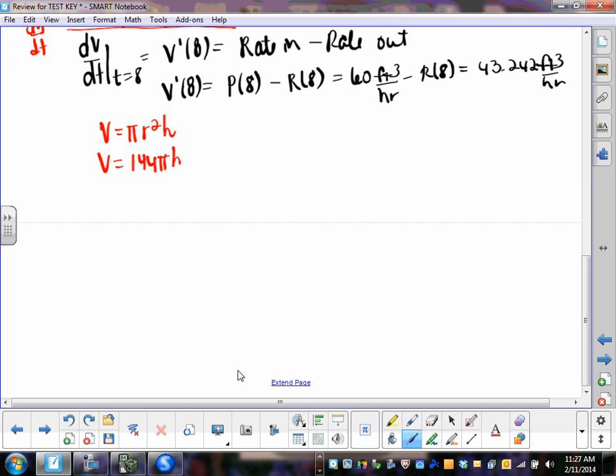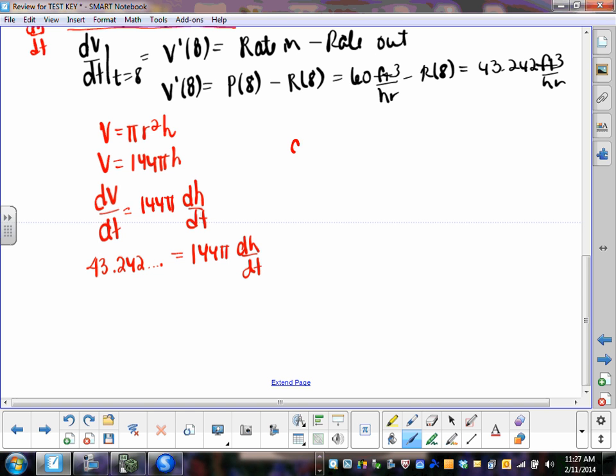Okay. So the change in volume with respect to time is the constant 144 pi times dh/dt. Well, at time 8, we just found the dV/dt. So 43.242 dot dot dot. I don't want to use a rounded value. Equals 144 pi dh/dt. So dh/dt is going to be the previous value that we found, not rounded off, divided by 144 pi.